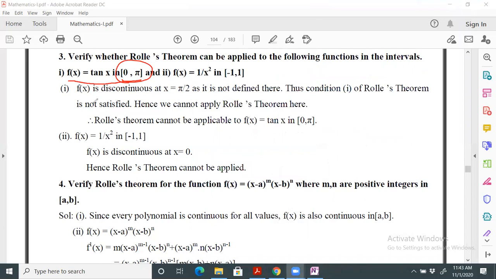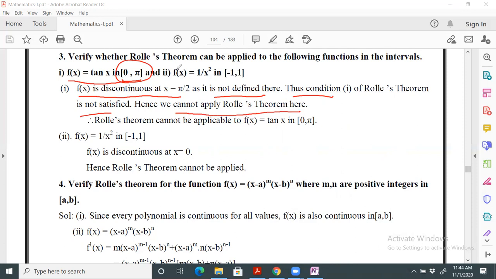So f of x is discontinuous at x equals to pi by 2 and it is not defined there. Thus, condition number 1 of Rolle's theorem is not satisfied. If condition 1 is not satisfied, then there is no need to check condition 2 or 3. So I can go directly to Rolle's theorem cannot be applicable. So we cannot apply Rolle's theorem.